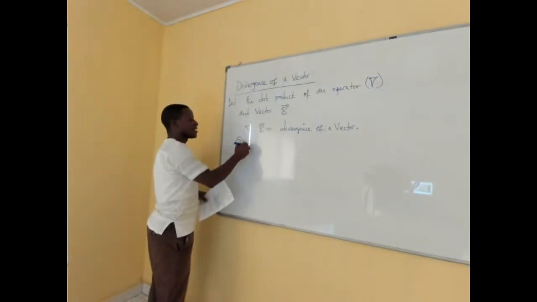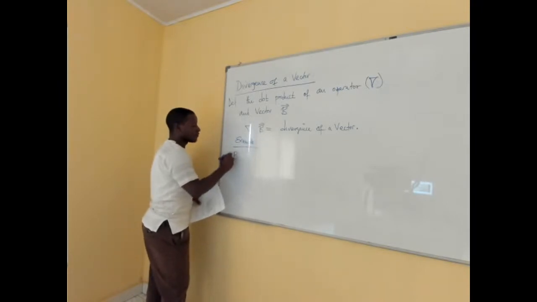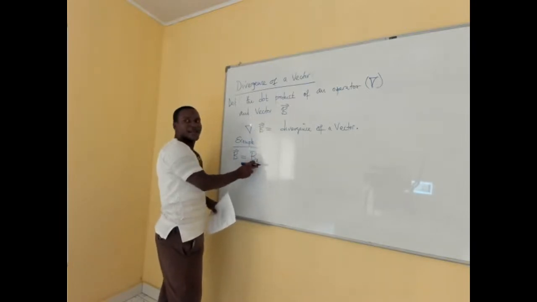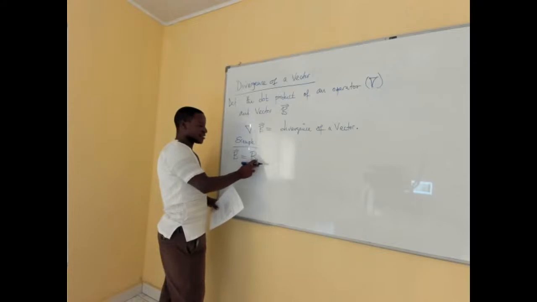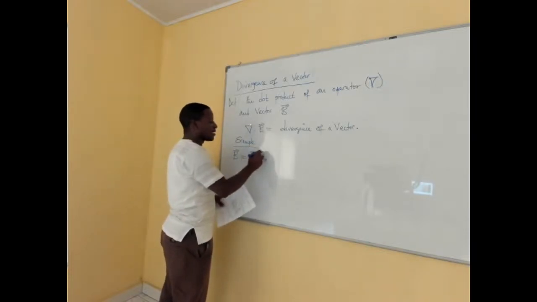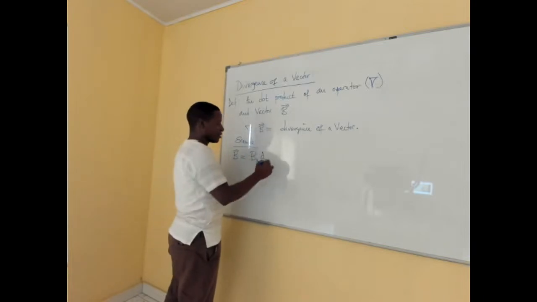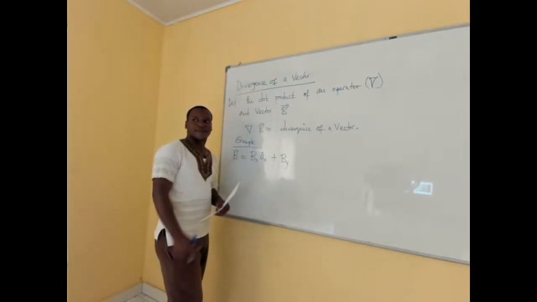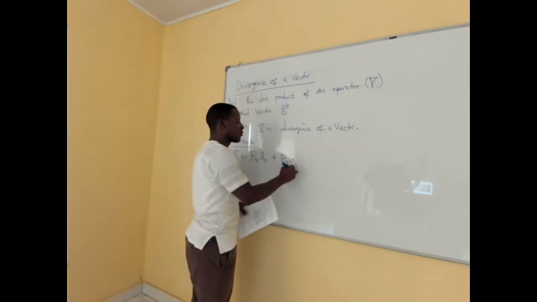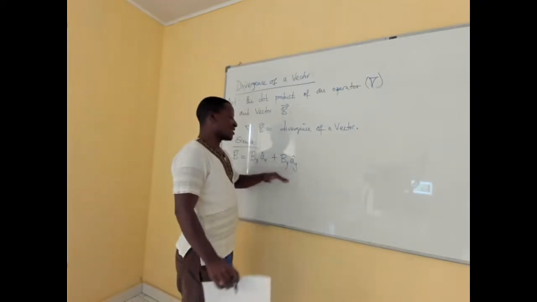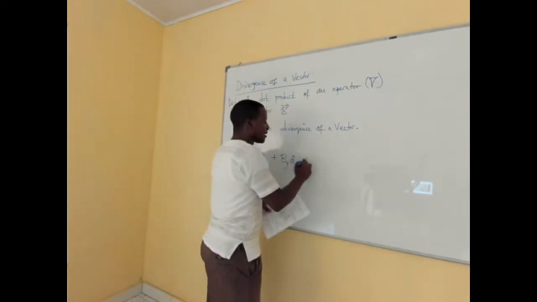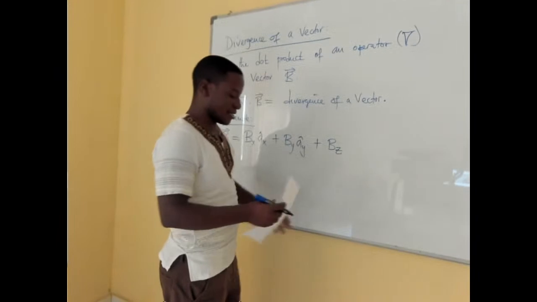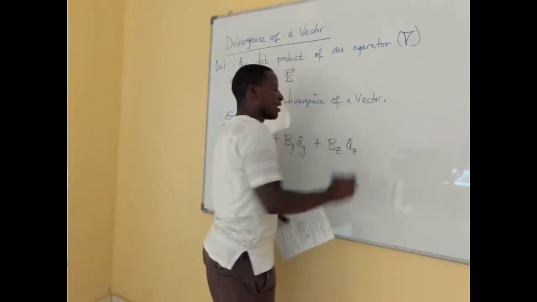Now, let's take this B as an example. If we say the vector B is equal to Bx, that is the magnitude of the vector B in the x direction, multiplied by the unit vector Ax, then plus the magnitude of the vector B in the y direction multiplied by Ay, which is a unit vector in the y direction, and then plus Bz, that is the magnitude of the vector B in the z direction multiplied by the unit vector Az.